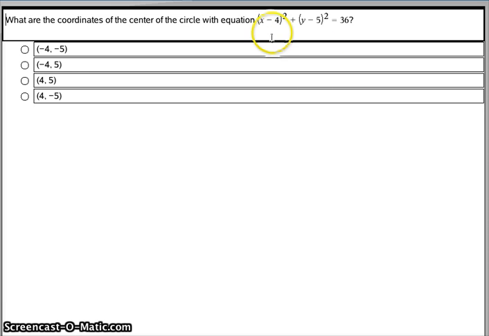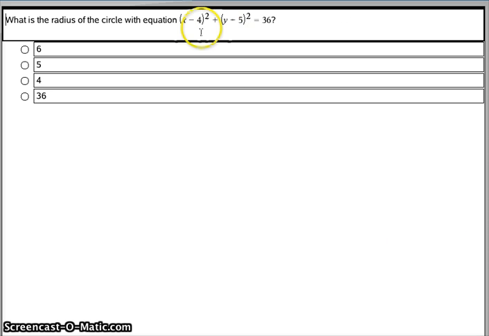Next question now is, I want to know what's the center of this circle. Well, I can kind of just ignore this 36. All that tells me is the radius. I should know that if there's a 36 back here, then my radius actually is 6. But that's not what they're asking about. The only thing they're asking about is the center of the circle. And that's already in the right format with these minuses. So my x term must be just the 4, and my y term must be just the 5, which is answer C on this multiple choice.